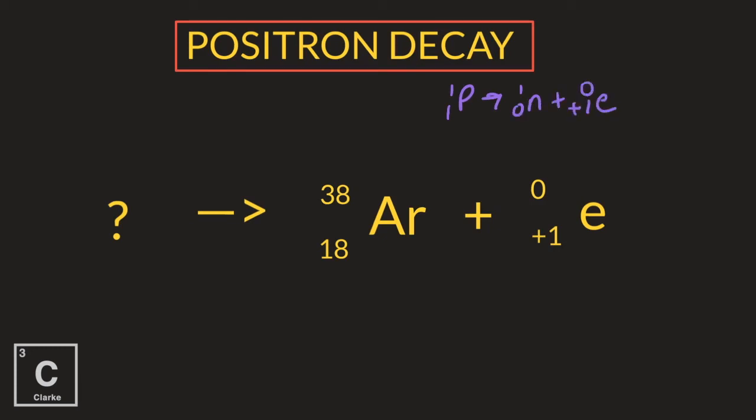So since a proton turned into a neutron, if we're looking at this proton number, we have 18. We lost a proton. So this original element should have one more proton because its proton turned into a neutron, decreasing it to 18. So one more than 18, we would have 19. Since a proton is turning into a neutron, that does not change our mass number, so we still have 38. Now we just need to look at the periodic table at number 19, and that is potassium. So potassium 38, after going through positron decay, decays into argon 38 and shoots out a positron.